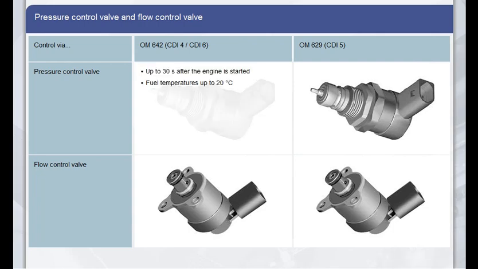In the first 30 seconds after the engine is started and at fuel temperatures below 20 degrees Celsius, the high pressure is always regulated by the pressure control valve. Also, when idling at fuel temperatures below 70 degrees Celsius and in overrun mode, the fuel high pressure is controlled exclusively via the pressure control valve.